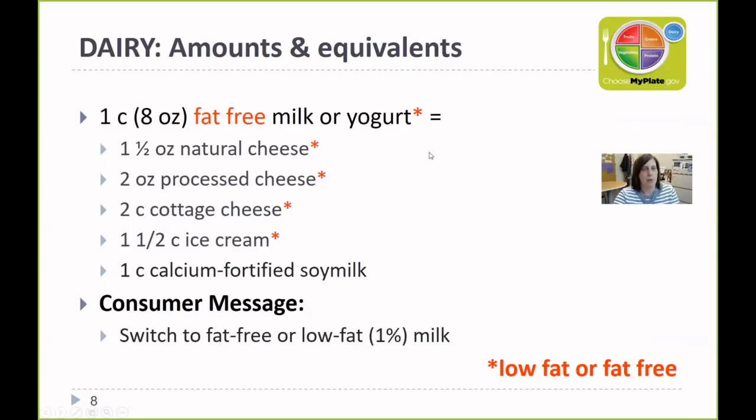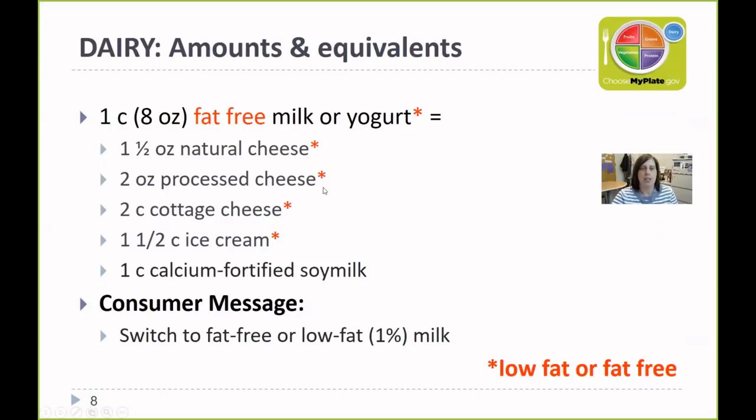So what we see for the equivalent of a 1 cup milk equivalent is 1 cup of yogurt, 1.5 ounces of natural cheese, 2 ounces of processed cheese, 2 cups of cottage cheese, 1.5 cups of ice cream, or 1 cup of calcium fortified soy milk. So a couple of things here. What is the difference between natural and processed cheese?